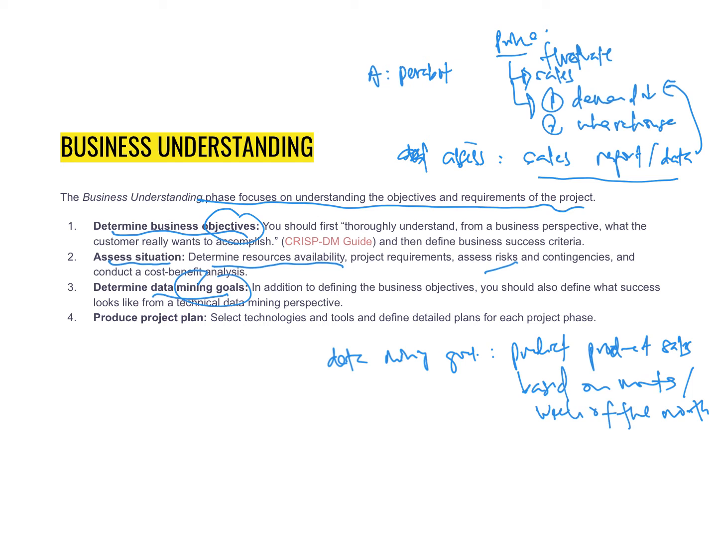Kenapa? Supaya dia boleh control the inventory, okay, and to avoid this kind of problem, nak avoid daripada masalah yang kita highlight kat sini ni terjadi. Okay, so itu dia punya objektif dia. Okay, and then kita produce project plan.